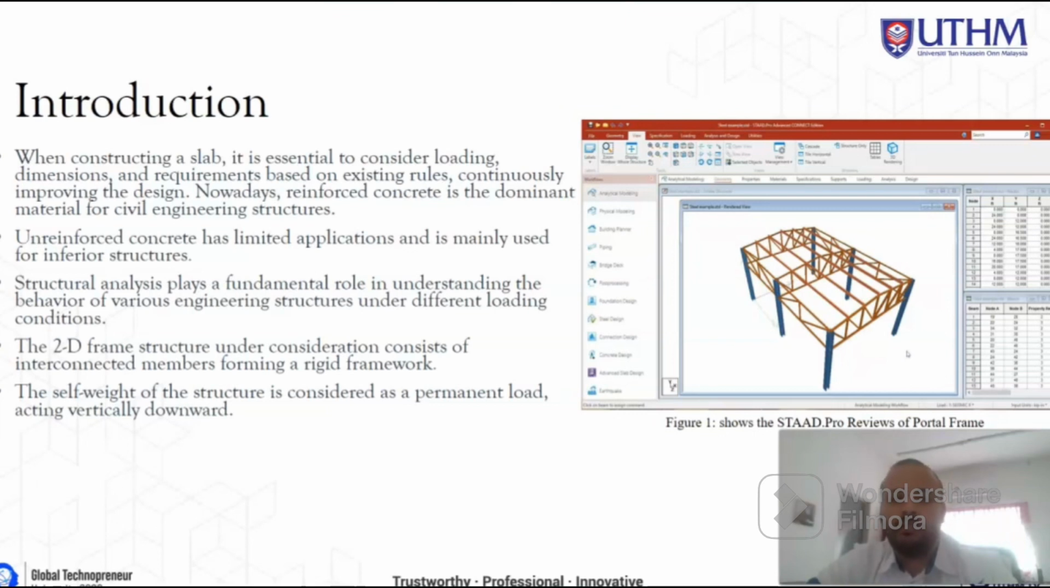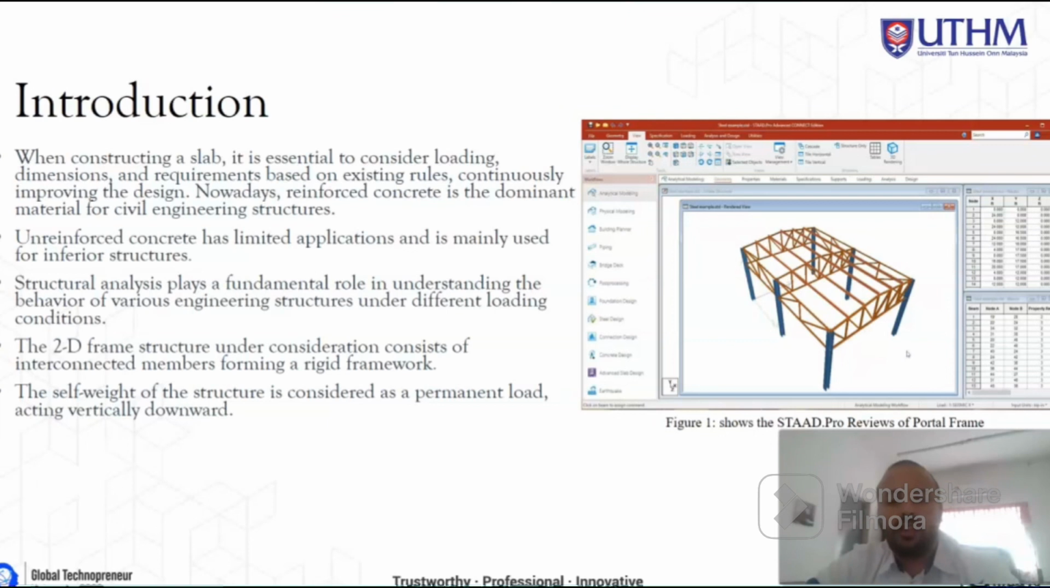I'm going to discuss the introduction of our project, Advanced Structure Project. First of all, the building structure consists of various components like floor slabs, roof slabs, beams, and columns, arranged in a cascade system. When constructing a slab, it's essential to consider loading. The structural analysis plays a fundamental role in understanding the behavior of various engineering structures under different loading conditions.